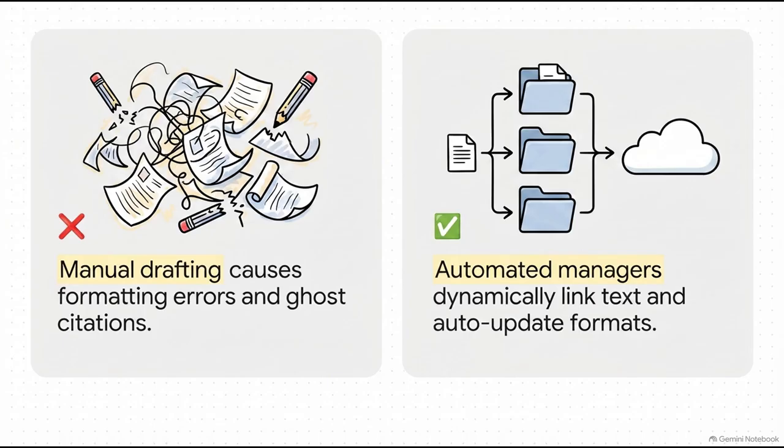Let's contrast manual drafting with automated reference management. Manual citation tracking inevitably causes formatting errors, mismatched citations, and those dreaded ghost citations, the sources you cite in the text but magically forget to put in the bibliography. Automated reference managers, though, maintain an active dynamic link between your text and your library database. If you move a paragraph, your bibliography updates automatically. Need to switch from APA 7th edition to Chicago style for a specific journal? Boom, instant style adaptation with a single click.